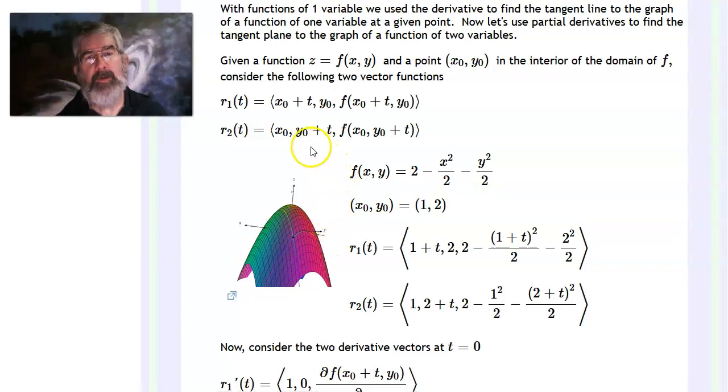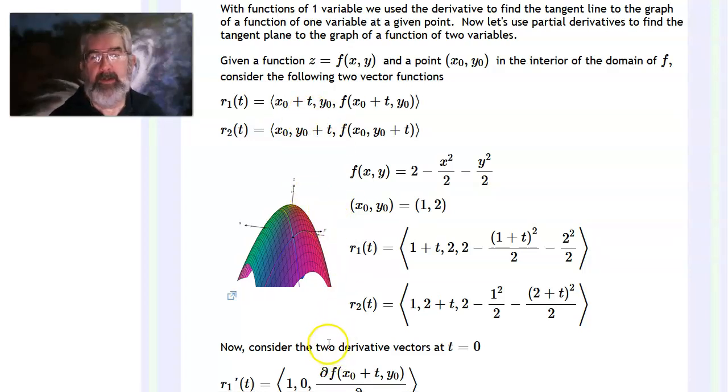And then r2 is a similar thing, only it moves only in the y direction. So it moves just that way, and that's this one. The x-coordinate stays 1 all the time, and the y-coordinate changes. The way I have this set up is so that when t is 0, you are at the point (1, 2) in both curves, and the z value would be negative half. So t equals 0 in both curves corresponds to the point that we're interested in. That's why I set it up that way.